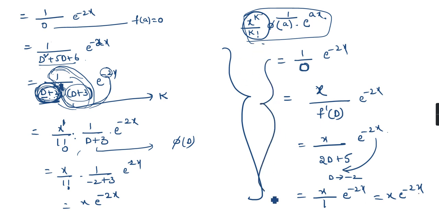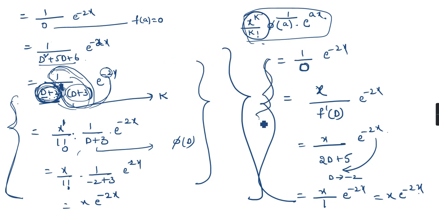Actually this is the very easiest method to solve when f of a equals 0. In some problems we have to compulsorily use this formula. I will explain one problem using this formula. Basically we use this formula, which takes the derivative: whenever f of a is getting 0, you have to find f dash of d immediately.